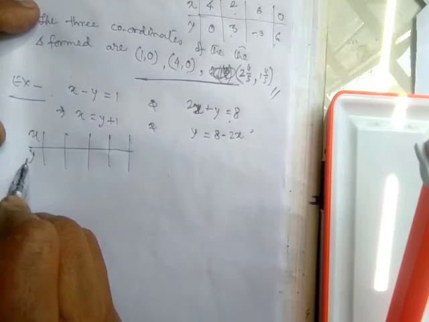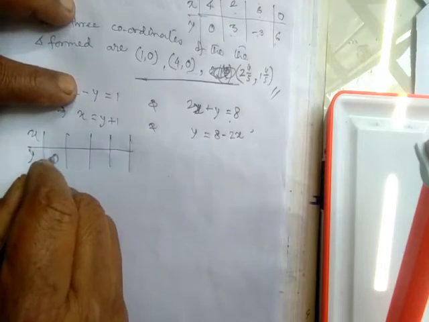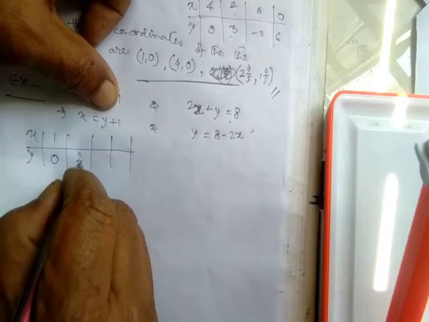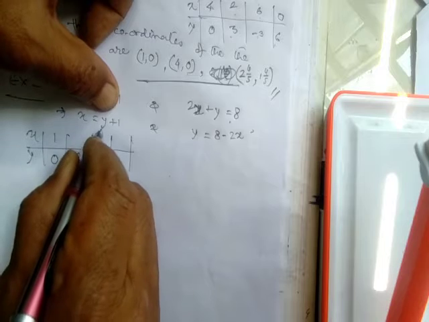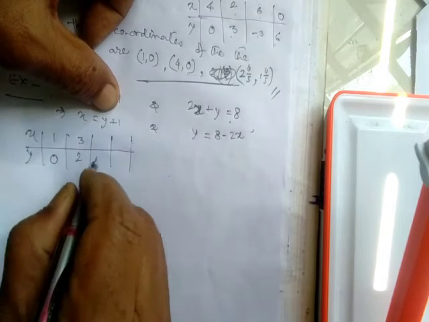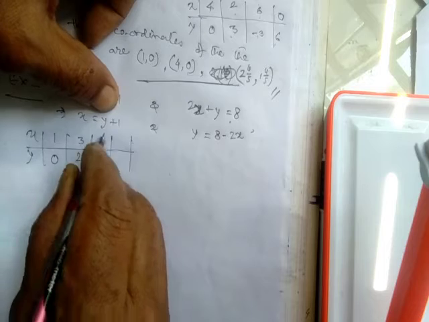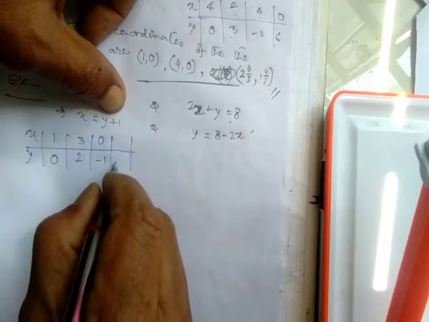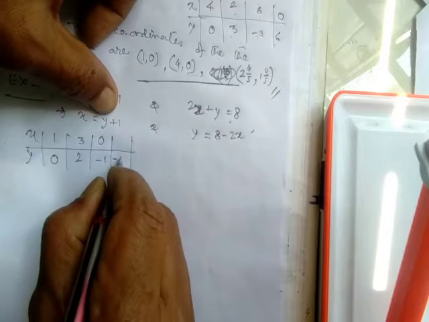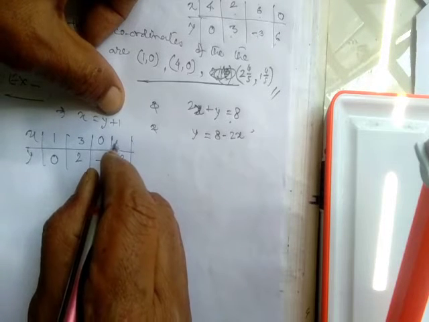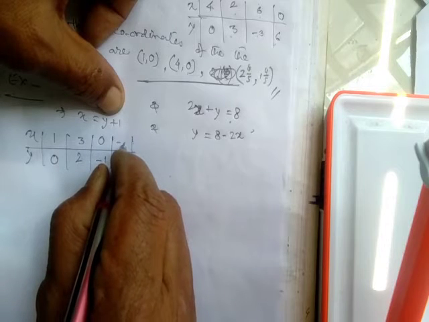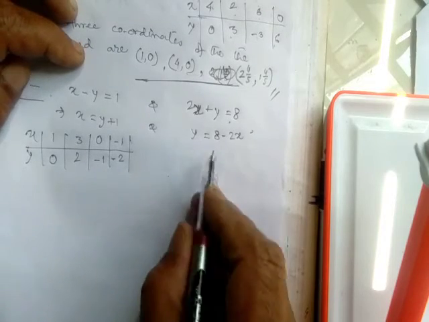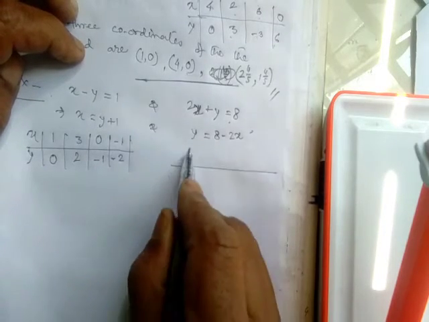This is x, this is y. Y is equal to, I will put 0, x is equal to 1. Y I will put 2, x is equal to how much? 2 plus 1, 3. Y I will put minus 1, x is equal to 0. Y I will put minus 2, then this is minus 1. Is it okay?